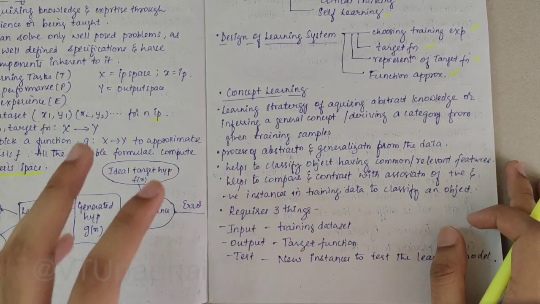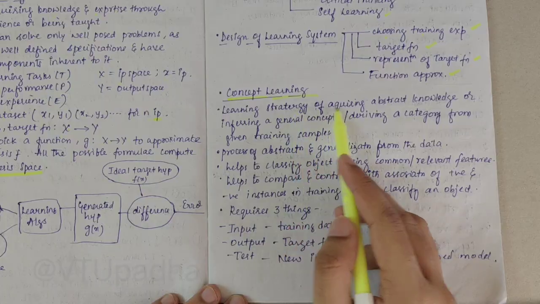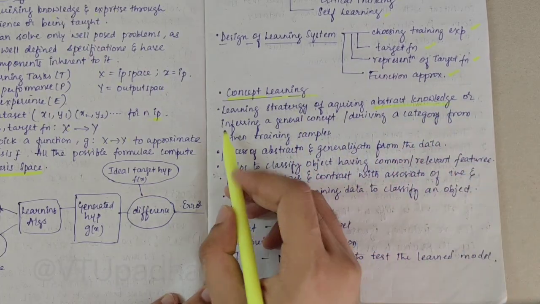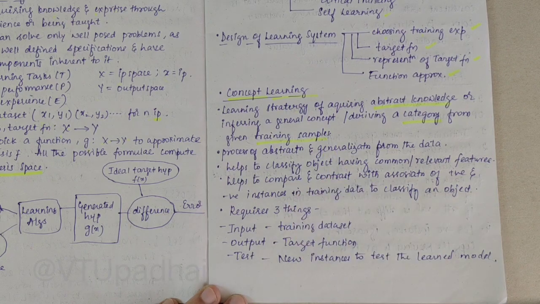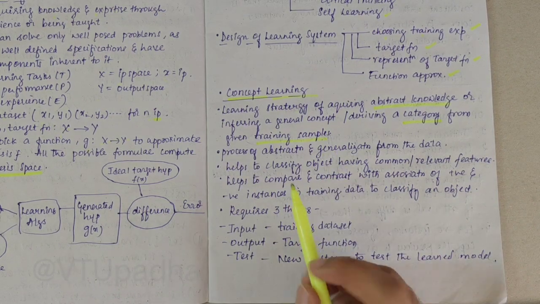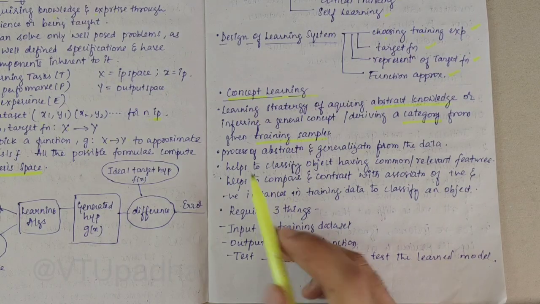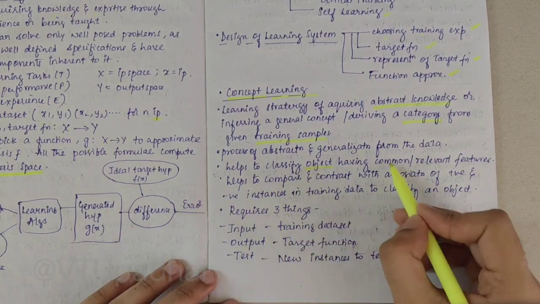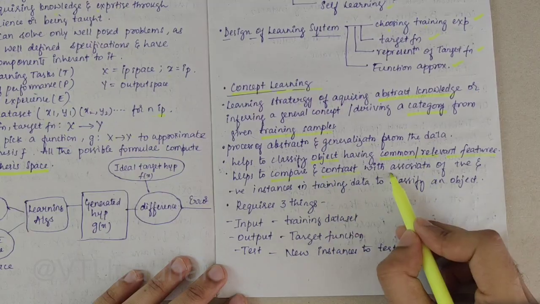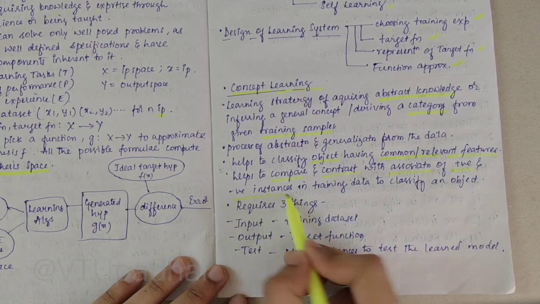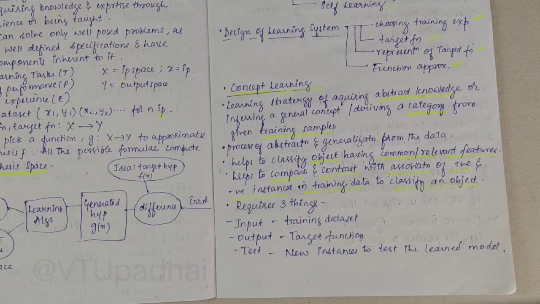Now we'll dive into the specific topic, that is concept learning. The learning strategy of acquiring abstract knowledge, or inferring a general concept, or deriving a category from the given training samples is called concept learning. It is a process of abstraction and generalization from the data. It helps to classify objects having common relevant features. To compare and contrast the association of positive and negative instances in training data and to classify an object, we make use of concept learning.